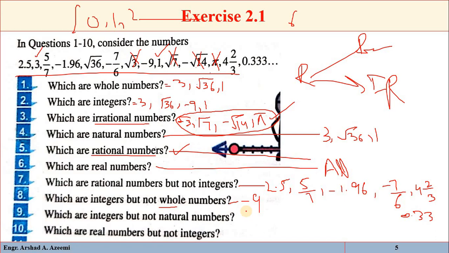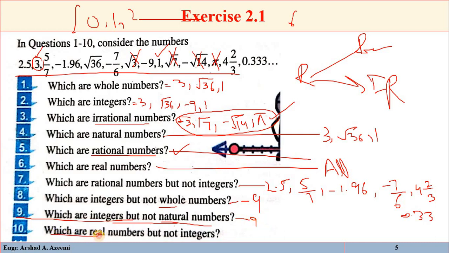Which are real numbers but not integers? See, except 3, that is an integer, that is a real number and an integer. And in question number 9, which are integers but not natural numbers? So again minus 9. All numbers are integers except 9. Okay, 9 is a non-natural integer.